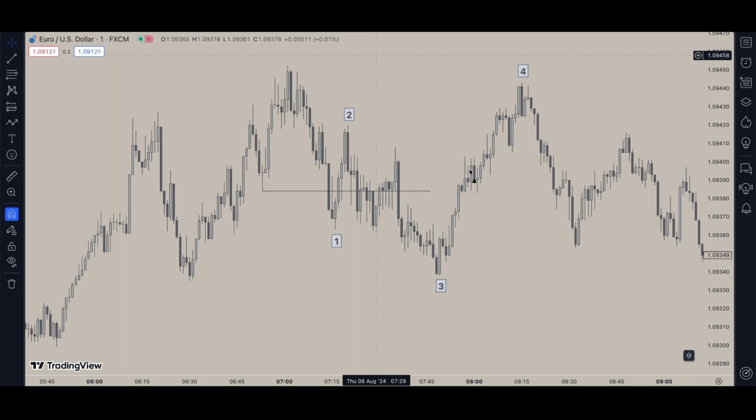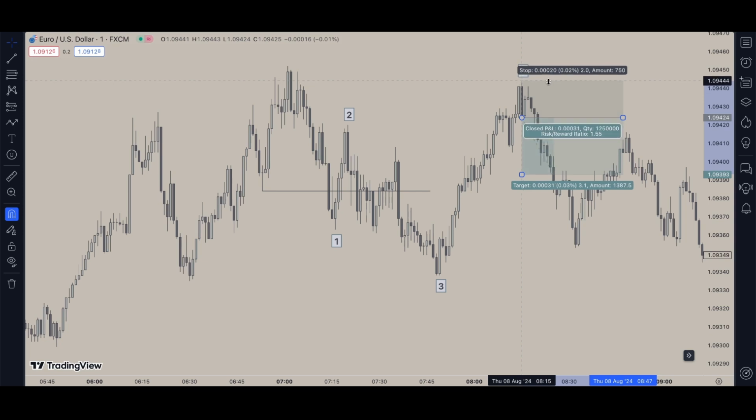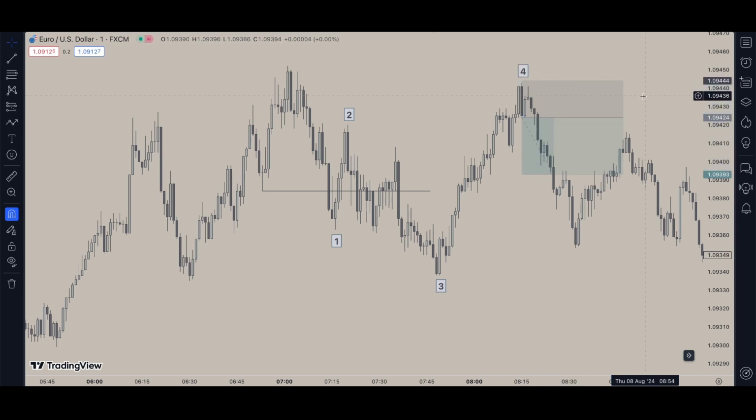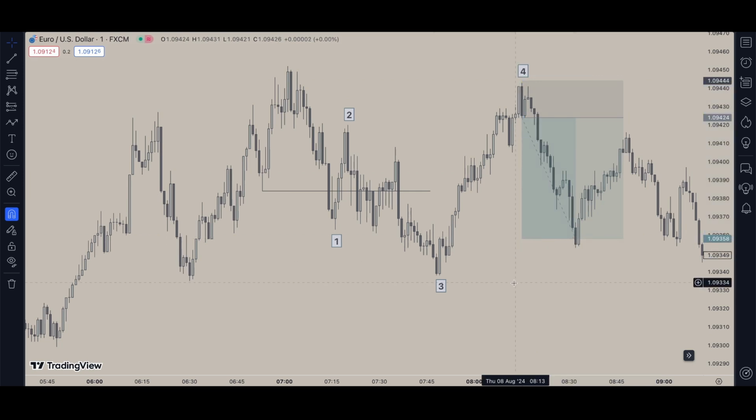And then we're looking for a double bottom, or double top in this case, to form, which it does over here. You could see with these 2 candles, it forms the double top. And once it does that, we have our entry over here. Stop loss goes right above the double top, and our target is going to be before the level 3. So I'm going to set my target over here.